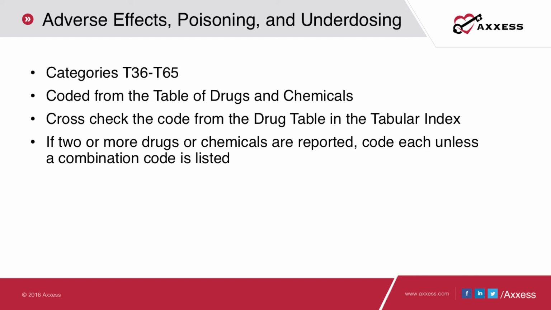You will still need to flip over into the tabular and look to see what seventh character you need to add to the code to make it a complete code. If two or more drugs or chemicals are reported as a problem, make sure you code each unless there's a combination code listed that you can use.